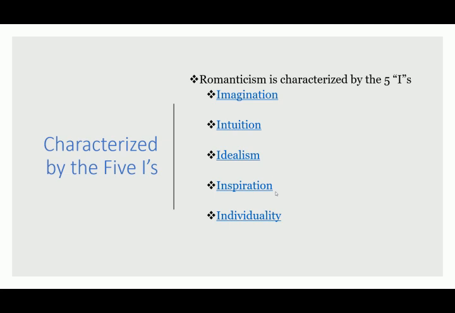Of course, we can tie this to art, we can tie this all to political theory and those kinds of things. I'm going to focus on taking these 5 I's and define them as they would apply to the development of literature. As we take a look at these 5 I's, the first one is imagination.